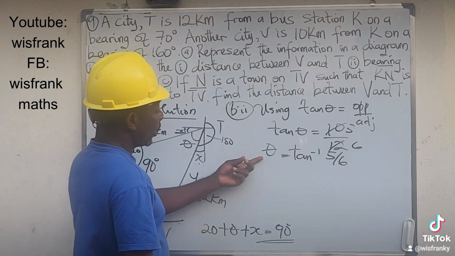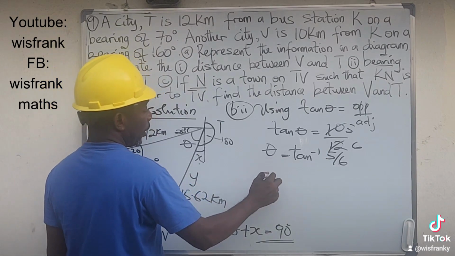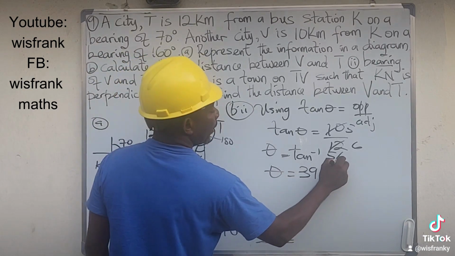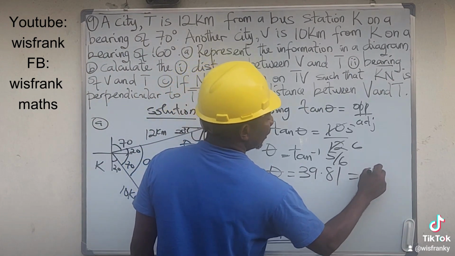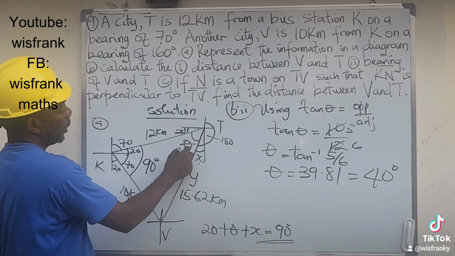So we need to find the value of theta. When we calculate, theta is going to be 39.81. So when we correct to the nearest whole number, we'll have it as 40 degrees. So now we have theta here as 40 degrees.